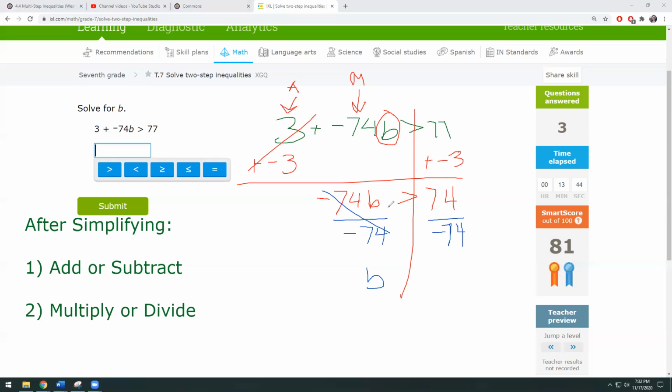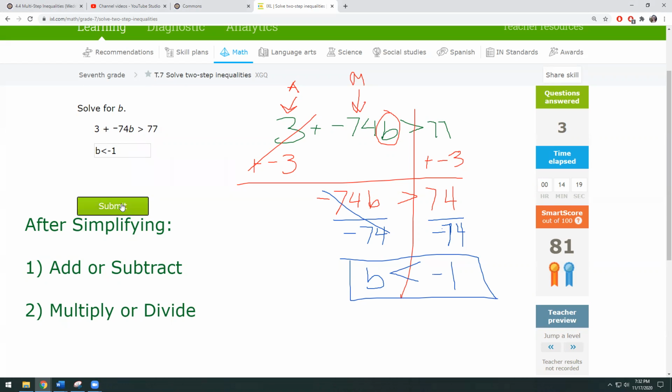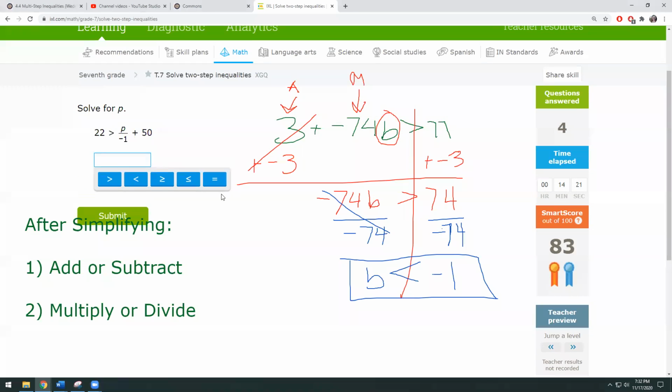I'm going to ask myself, did we multiply or divide by a negative number? In this case, yes, we did. That denominator that we divided by is a negative number, which means we flip our sign. And then 74 divided by 74 is 1. Positive divided by a negative is a negative. And so that's going to be our answer. So let's go ahead and type that. B is less than negative 1. And we got it correct.